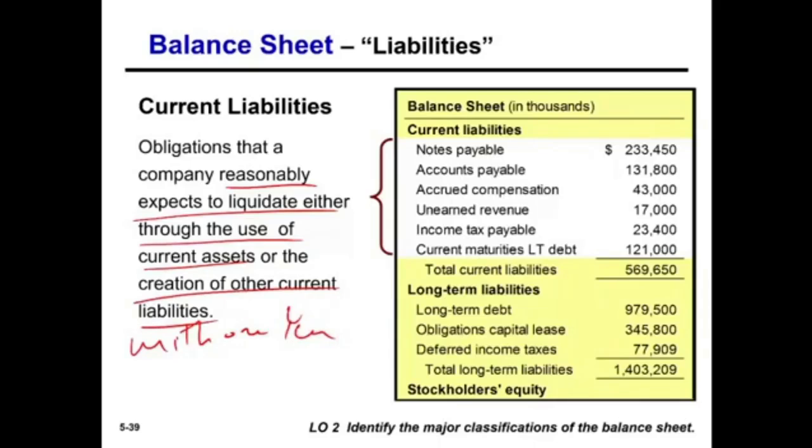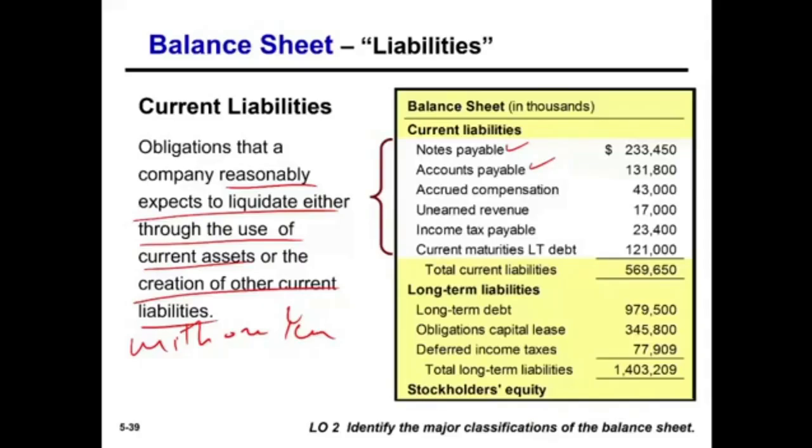So any liability that we expect to pay off within the next 12 months is considered a current liability. That's a liability that we would expect to liquidate with either a current asset, which is cash, or the creation of a current liability, basically refinancing it, asking the creditor to give us more time. Examples are notes payable, short-term notes, and accounts payable, which is when you buy on account. Okay, when you buy on account.